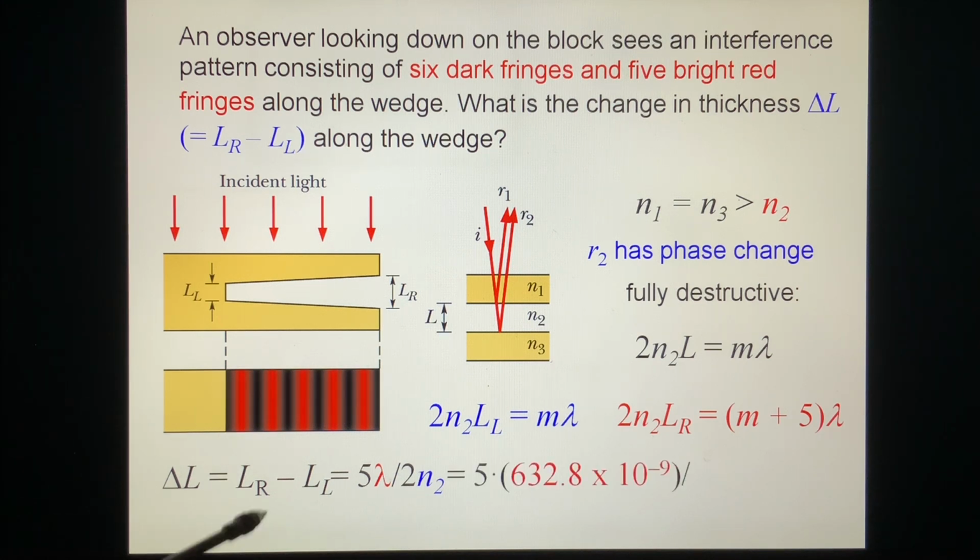This is the wavelength we know. This N2, we know, is air. So we get an answer: 1.58 times 10 to the minus 6 meters, which is micrometers.